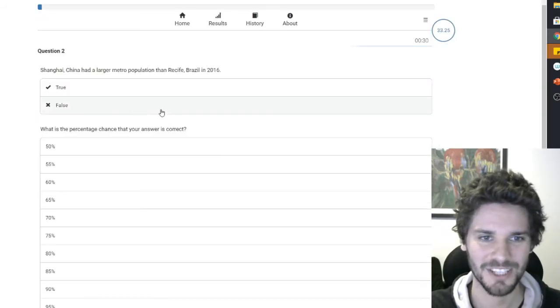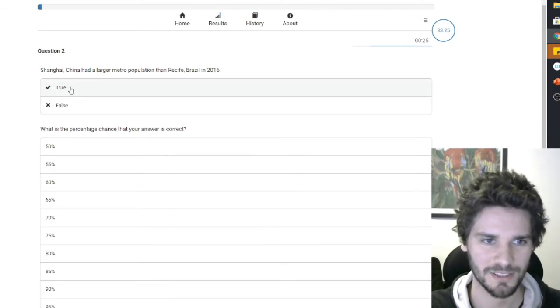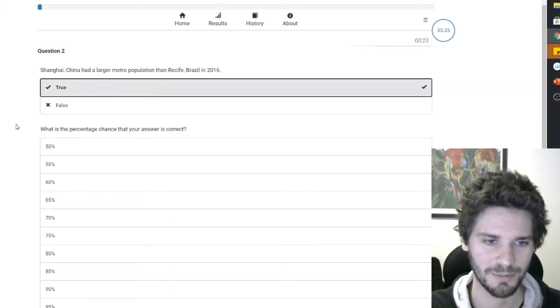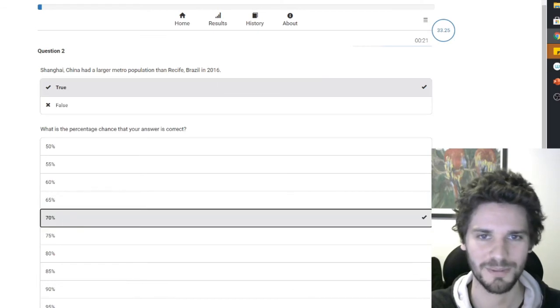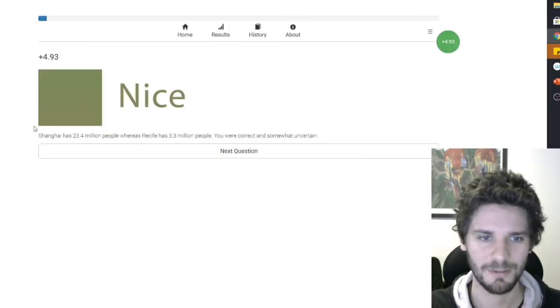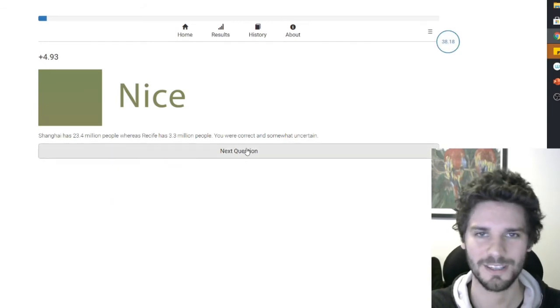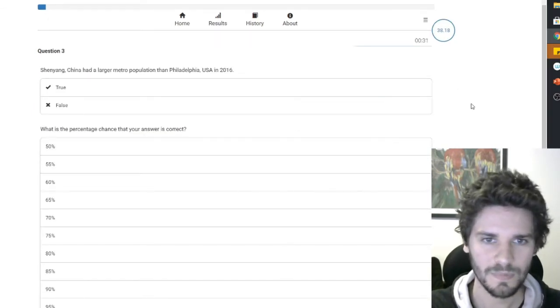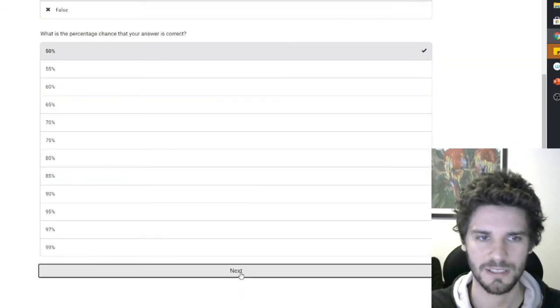Great. Okay, Shanghai had a larger metro population than Recife. I know Brazil's really populous, but so is China, and I think Shanghai is particularly populous even within China. So I'm more confident, but I've just realized I got one wrong, and I'm now second guessing myself. Okay, wow, there's a factor of 10 difference. Fine, let's do one more. All right, Shenyang, Philadelphia. I haven't heard of Shenyang. I have heard of Philadelphia, but obviously China's really big. This is just a guess, so 50%, I've got no idea.